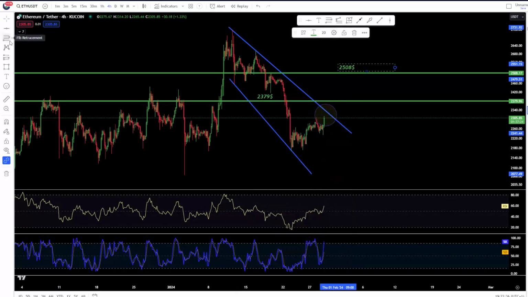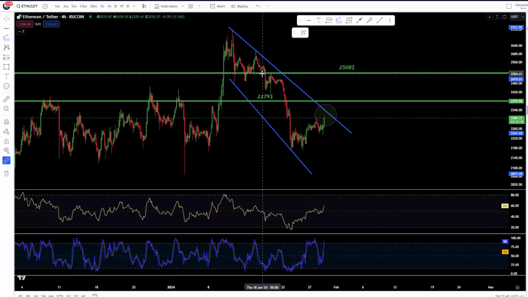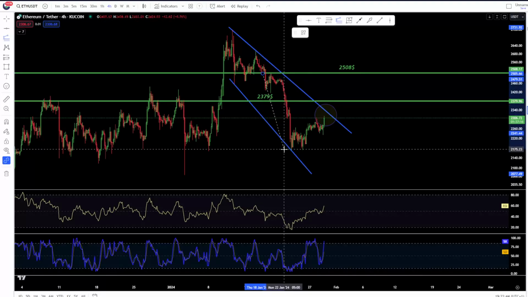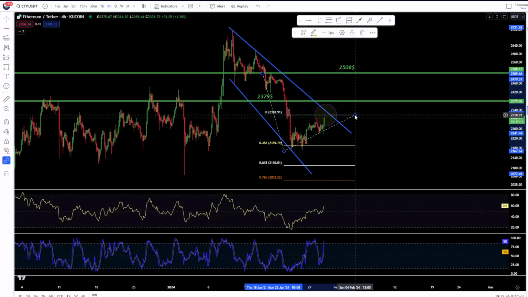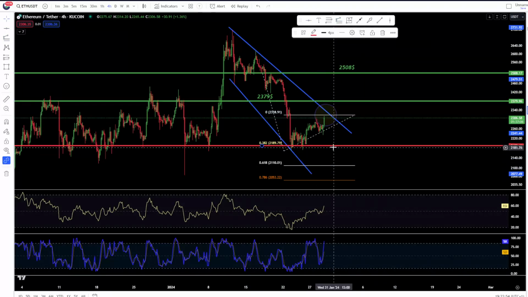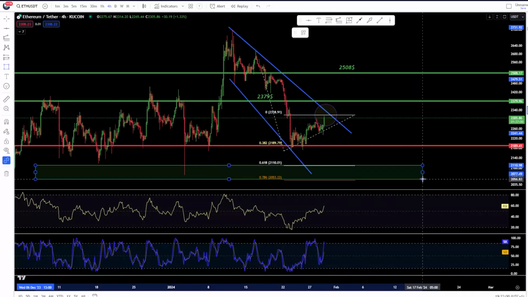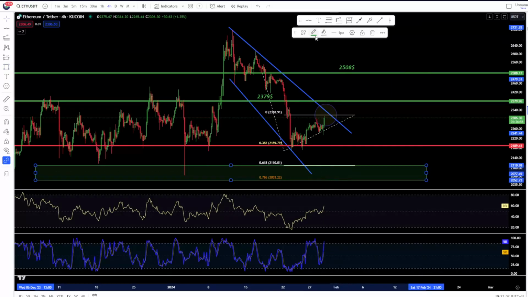Looking the other way, we will see the trend-based fib extension tool. Looking at the recent downward movement, we can see support at $2,189, which managed to maintain the price. However, if we go below this level, it is worth considering the support zone from $2,110 to $2,052.